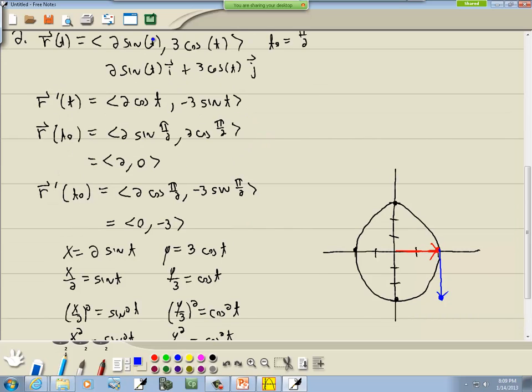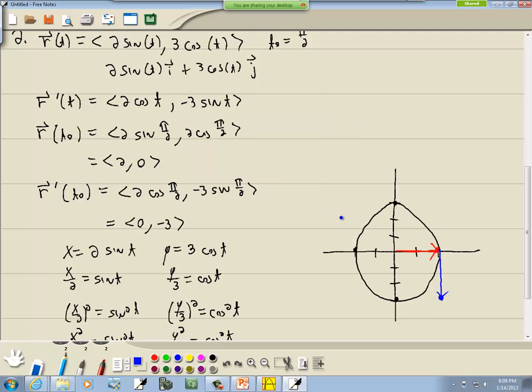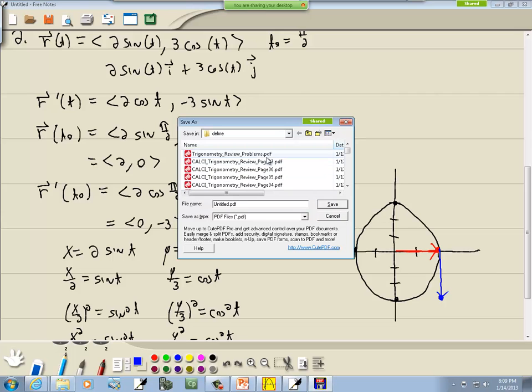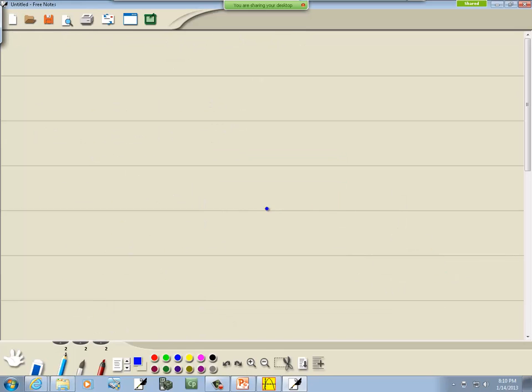Let me save this. This is differentiation and integration of vector valued functions, h01.pdf. Now let me double check that title there. Yeah. And save. Okay. So let's look at our next problem.